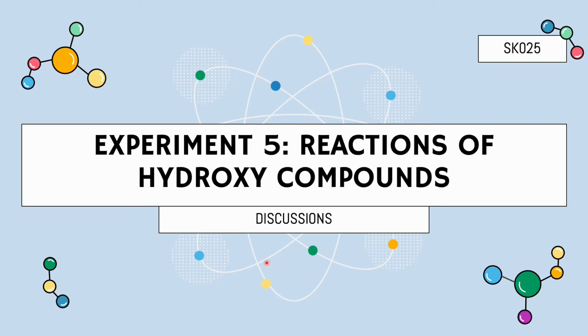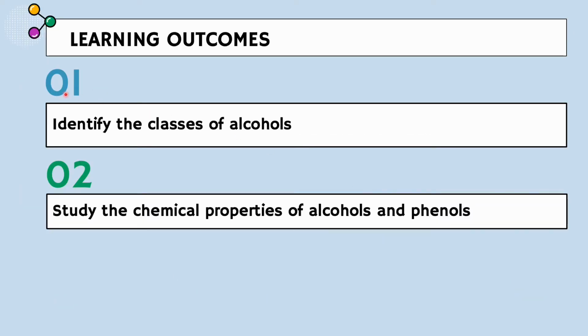So in this video, I'm going to discuss the observation and the deduction based on the experiment 5 that you have done earlier. The title for experiment 5 is the reactions of hydroxy compound. By the end of this lesson, you should be able to identify the classes of alcohol and to study the chemical properties of alcohol and also phenol.